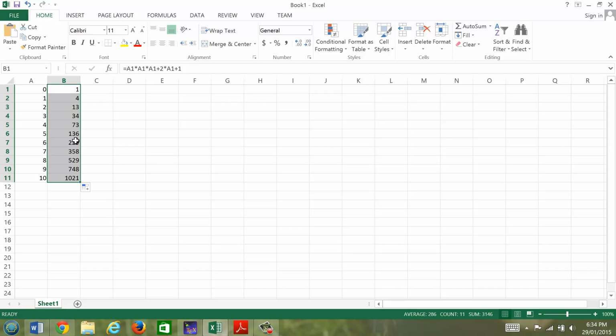So you can see that, for instance, when I'm looking at this 136 cell, what I've done is I've taken the cell in A6, that 5, and I've multiplied by itself 3 times. Then I've added on 2 times the value in that cell, and then I've added on the constant, which is 1. And I've done that for each of these values modulo 11.